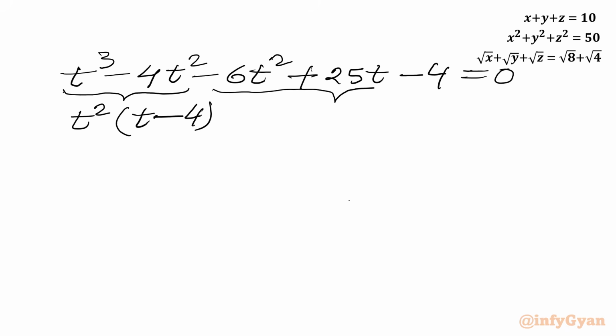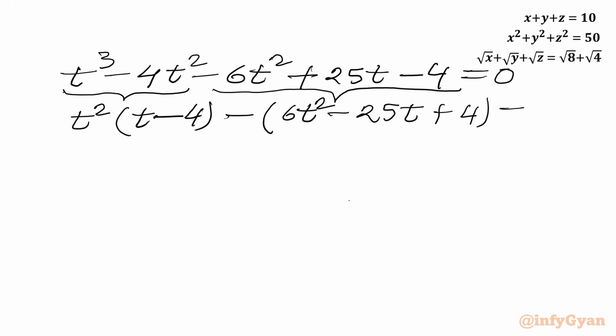From the next three terms, if we take minus sign common, then in the bracket we can write 6t square minus 25t plus 4 equal to 0. Now we have one quadratic expression over here, which we will factorize. So we have to split our middle term.